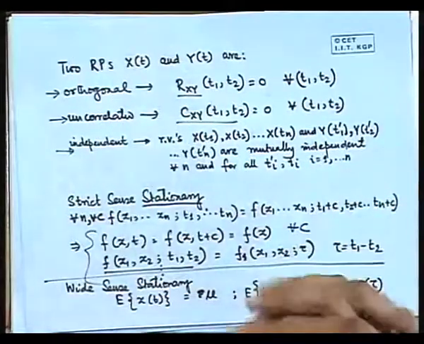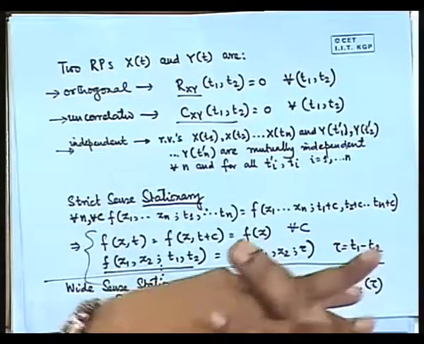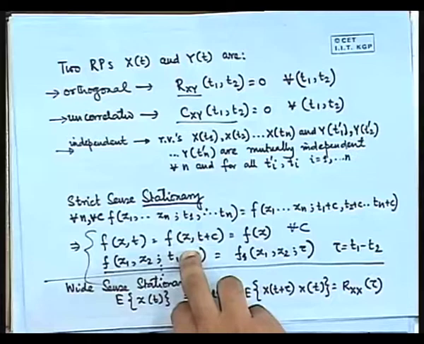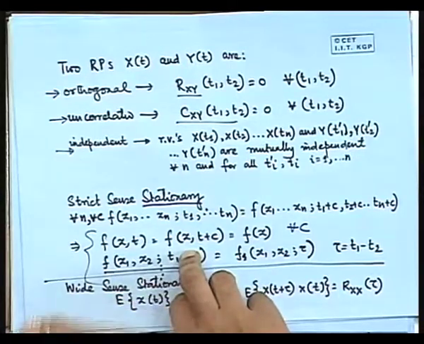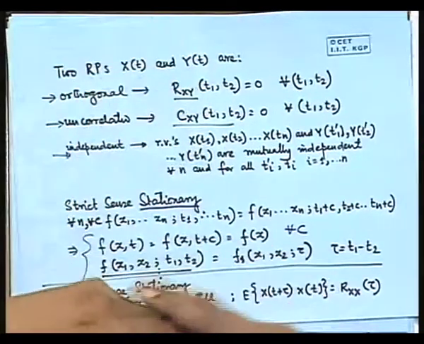That is the advantage. Now it is very difficult for processes to satisfy this definition, because you have to consider nth degree joint distributions. So not only is it difficult to satisfy, it is even difficult to check. You can't say whether something is really strict sense stationary. It's very difficult to check.